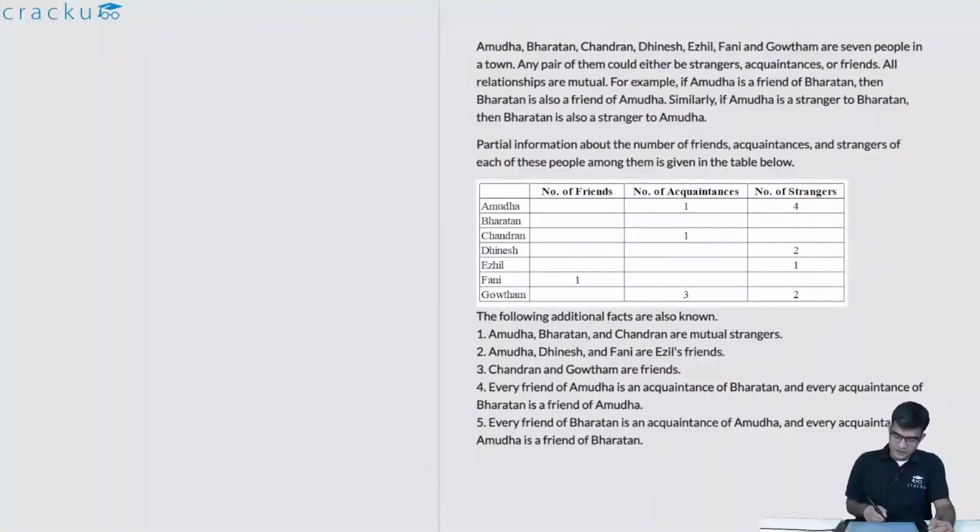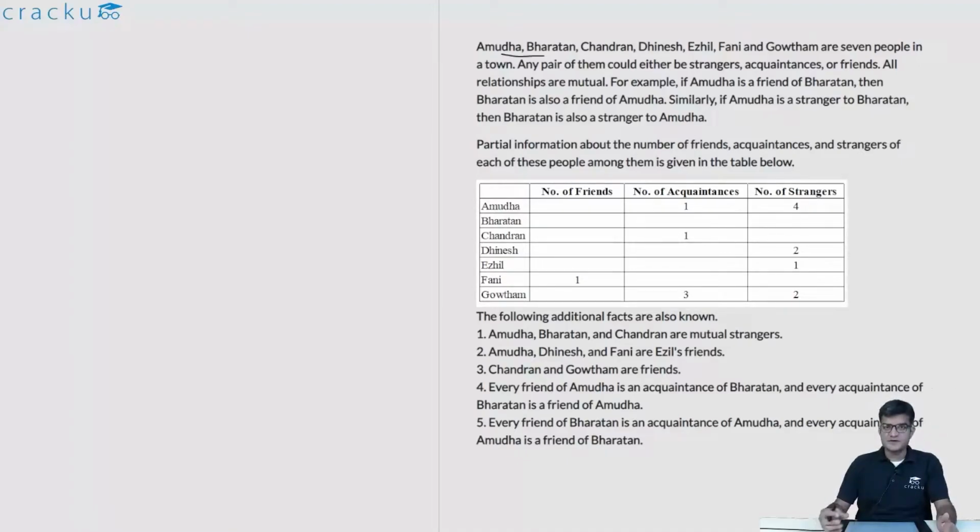In this question, we are told that there are 7 friends. Let us call them A, B, C, D and E. They are all either strangers or acquaintances or friends. For each one of them, if a particular person has a relationship with another person, then even vice versa is true. That is, suppose A is a stranger to B, then B is also a stranger to A.